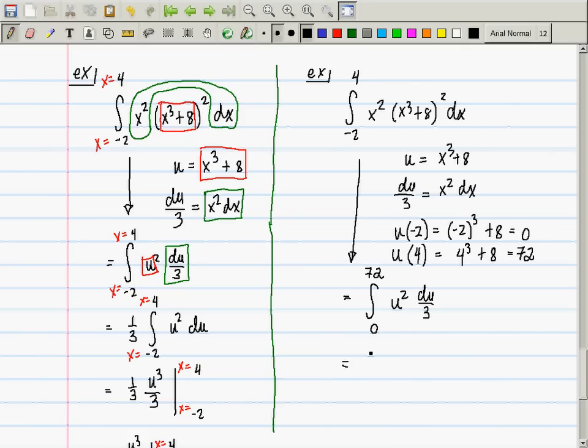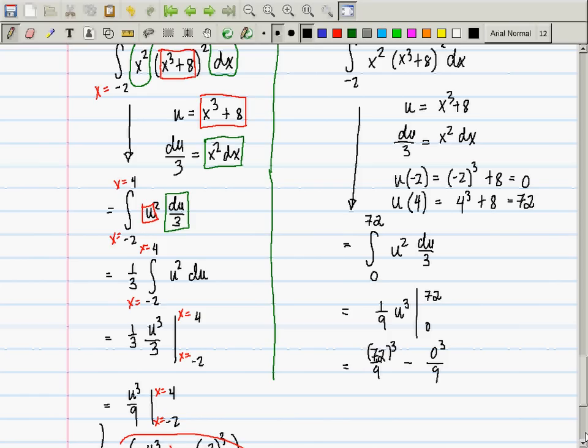Now the procedure goes as it usually does. After some considerations, 1/9 u cubed evaluated from 0 to 72. So this will be 72 cubed over 9 minus 0 cubed over 9. These two procedures have the exact same result. So this procedure is the difference.